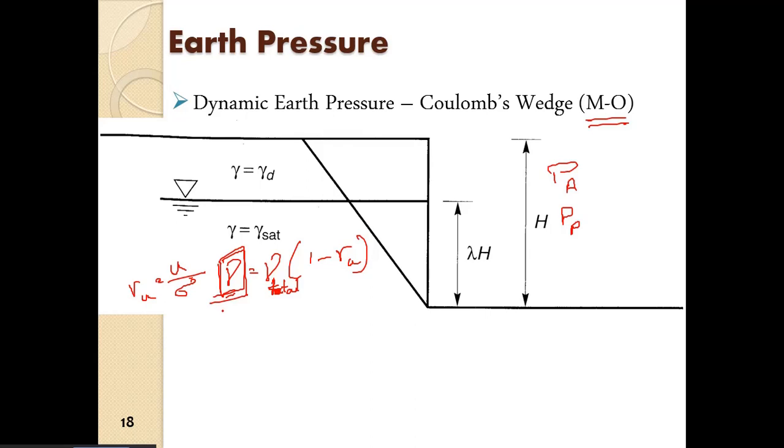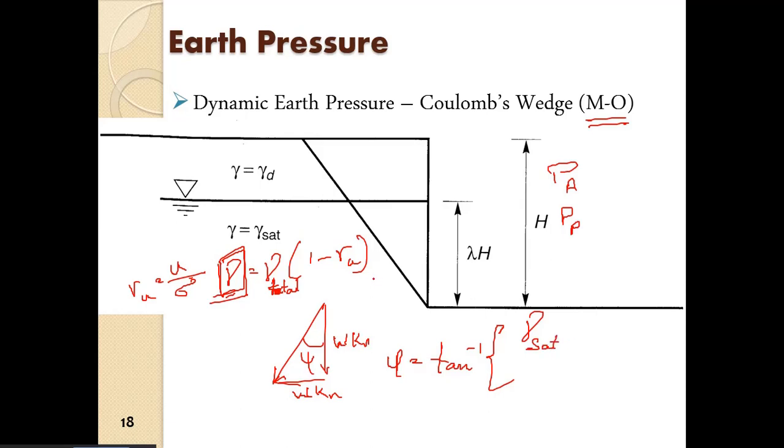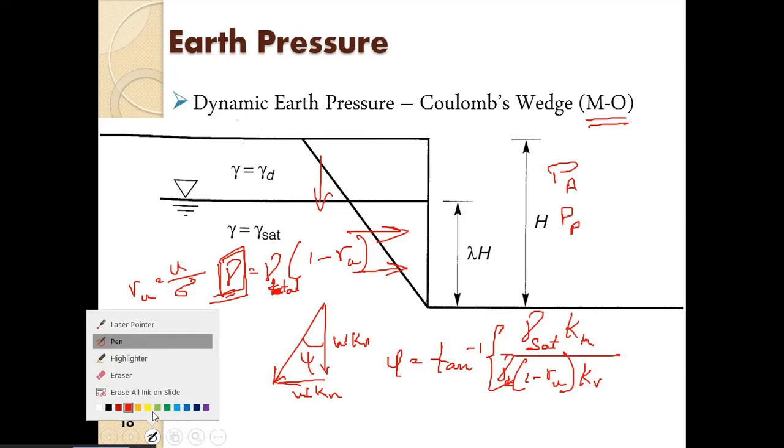And the angle of the resultant weight, so we have W, kV W, and kH W, and this is psi. The angle psi will be given by tan inverse of, we have to consider the gamma saturated in case of the horizontal acceleration into kH, while in the vertical one we will consider this particular unit weight. So this will be 1 minus kV.